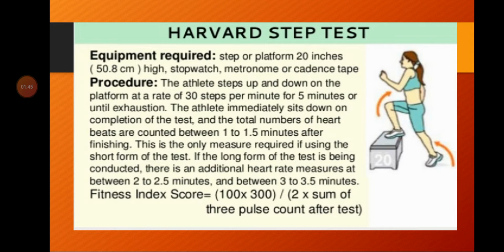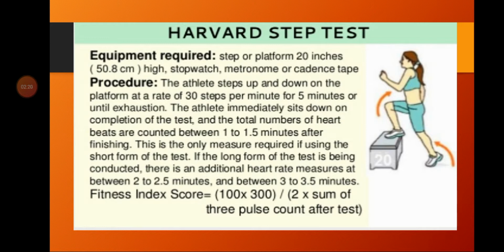Then what is the procedure? The athlete steps up and down on the platform at a rate of 30 steps per minute for 5 minutes or until exhaustion. The athlete immediately sits down on the completion of the test and the total numbers of heartbeats are counted between 1 to 1.5 minutes after finishing. This is the only measure required if using the short form of the test.